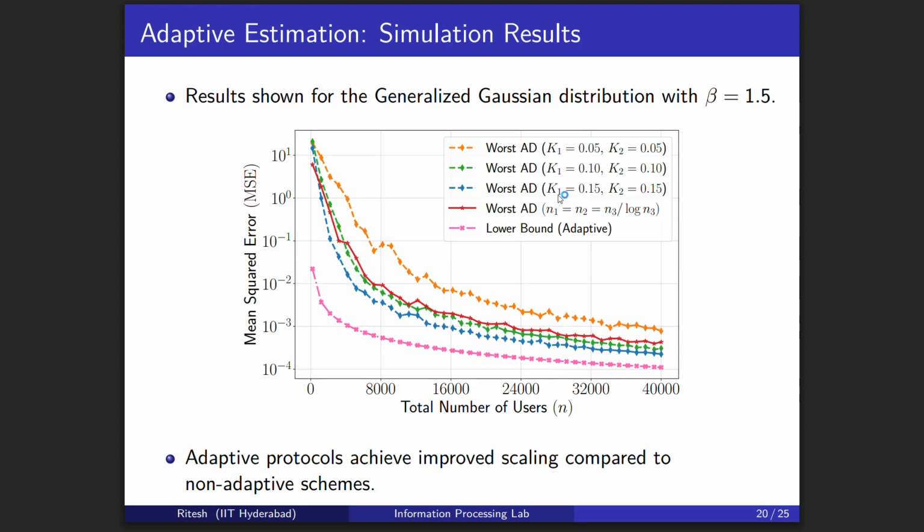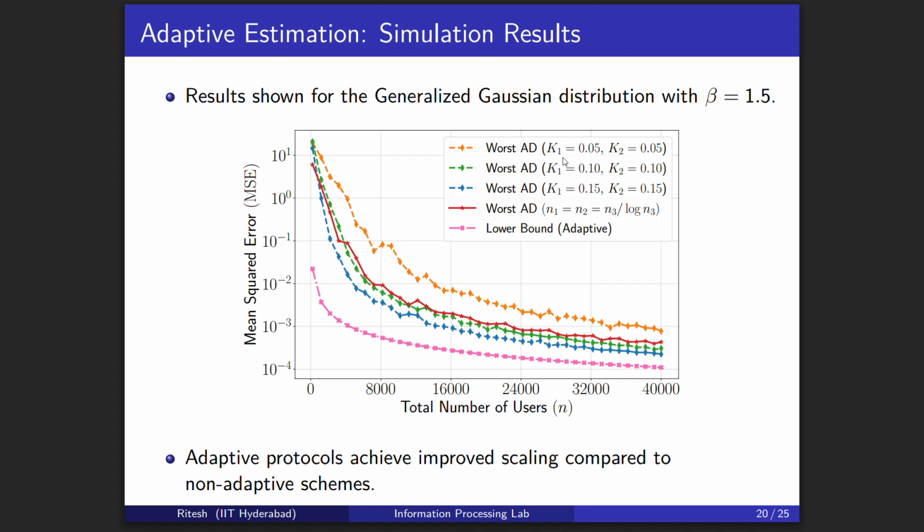So for adaptive estimation, we have used a small fraction of users in two groups, or three groups. The two groups have a small number of users for non-adaptive estimation, and then the rest of the users we have used for adaptive estimation.